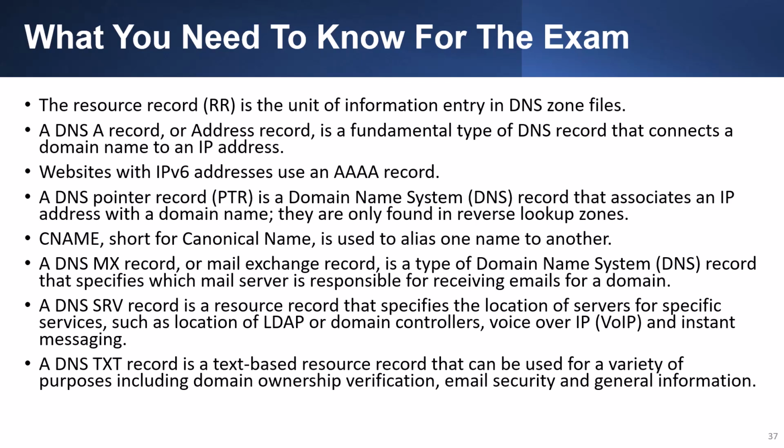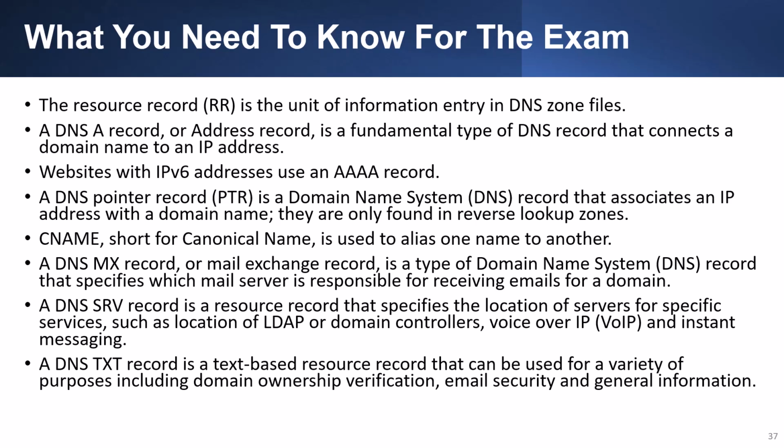CNAME, short for canonical name, is used to alias one name to another. A DNS MX record, or mail exchange record, is a type of DNS record that specifies which mail server is responsible for receiving emails for a domain.